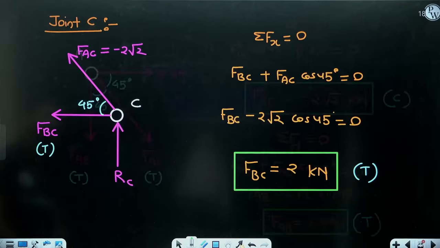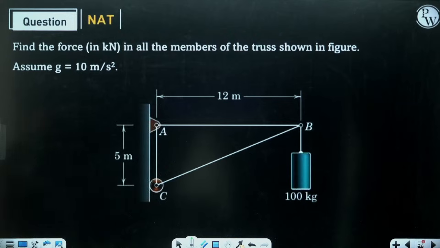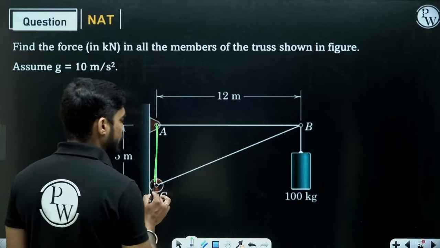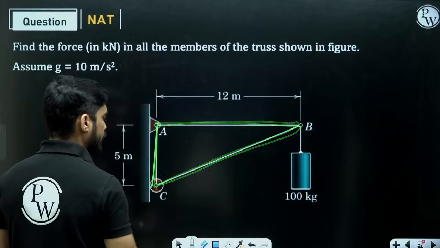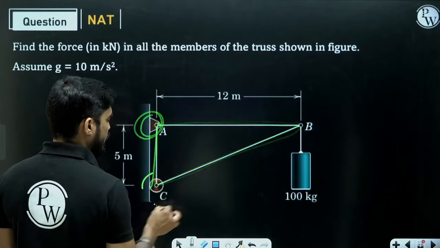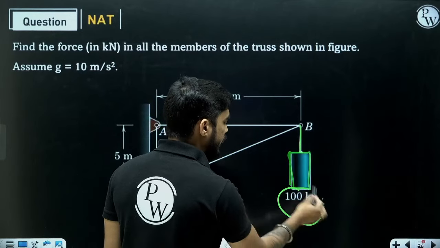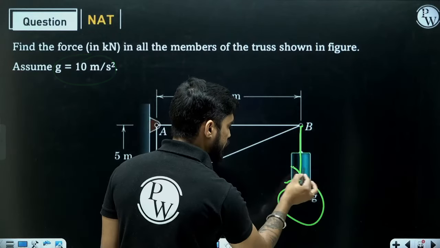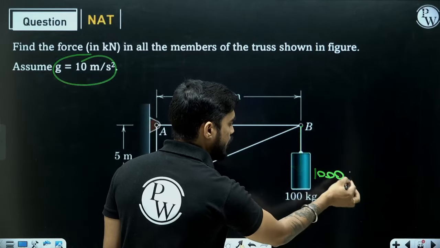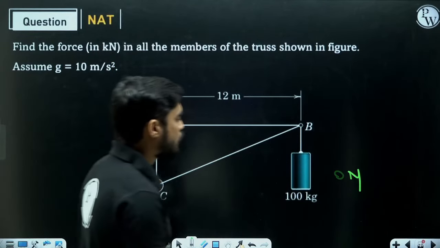Let's see. So this is the problem. Find the force in all members of the truss shown in figure. Assume g equal to 10 meter per second square. Can you see, this is a very beautiful truss, a simple triangular truss. So there are three members, AB, BC, AC. This is a hinge support. This is a roller support. And here we have a weight hanging. The weight is 100 kg and the value of g is 10. It means this is 100 into 10, 1000 newton. Now, you have to apply the method of joints.